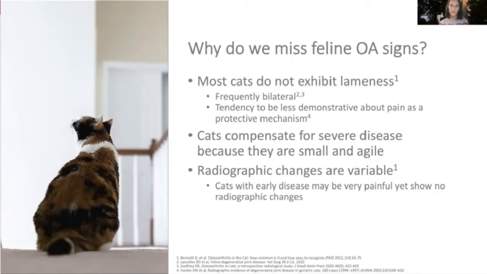Cats will compensate for severe disease because they're small and they're agile. And I'll show you a lot of videos of the types of behaviors that we're looking for. It's not that they stop doing them, it's that they start doing them differently. And that's what we need people to be looking for. It's not that they completely stop jumping, it's changes in the way that they jump that are indicative of that painful disease. And the radiographic signs that we see are pretty variable. So cats with pretty early disease can be very painful, but show no radiographic changes. It complicates the diagnosis to have that overlap between the radiographic signs and what we're seeing clinically.